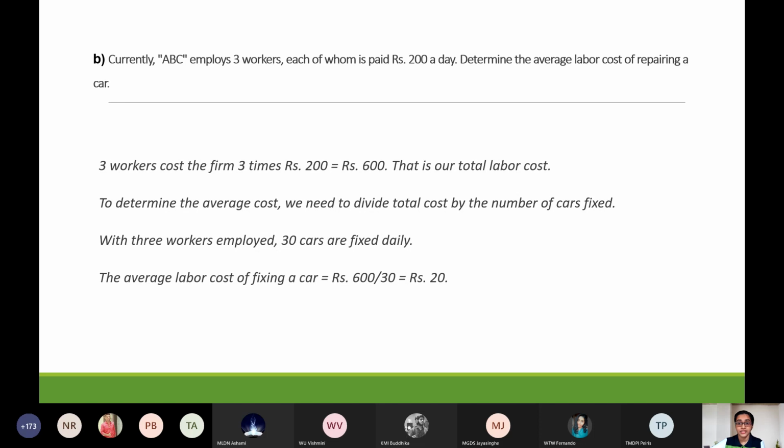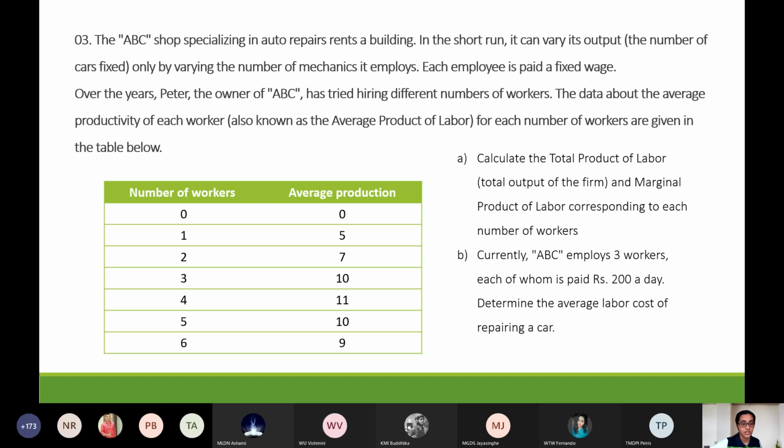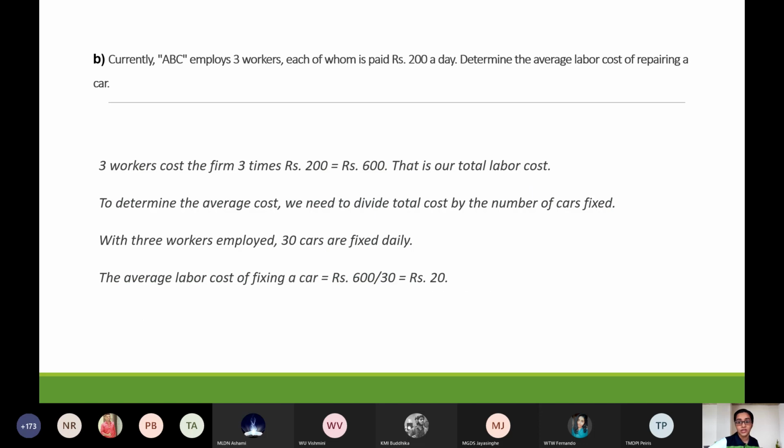3 workers cost the firm 3 times. Okay? So they are paying 200 rupees. So 3 into 200 is basically 600. Right? To determine the average cost, we need to divide the total cost by the number of cars fixed. Okay. Now, in the previous chart, we saw that if there are 3 workers, they can make 30 cars. So basically, 3 workers employed, 30 cars are fixed. Right? Therefore, average labor cost is basically 600 divided by 30 cars. Okay, that means 20 rupees. Right? So if you have got that right, congratulations.